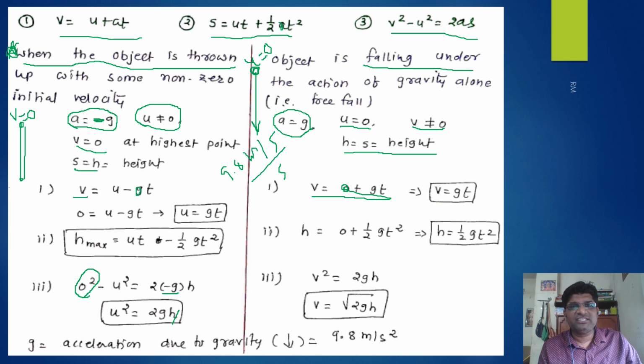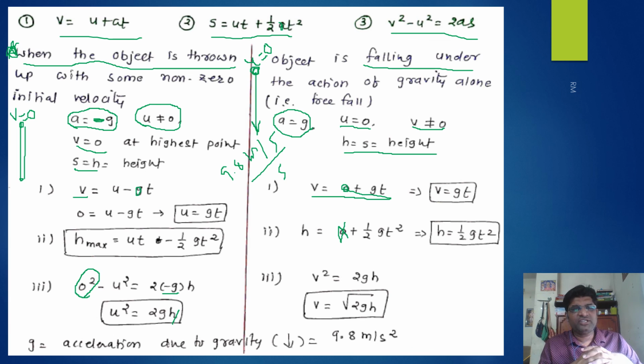Next equation, h is equal to ut plus half at square. You can replace this u by 0 here as well. So h is equal to half gt square. And the last equation is v square minus u square is equal to 2gh. So u is 0, and we have the equation v is equal to under root 2gh.